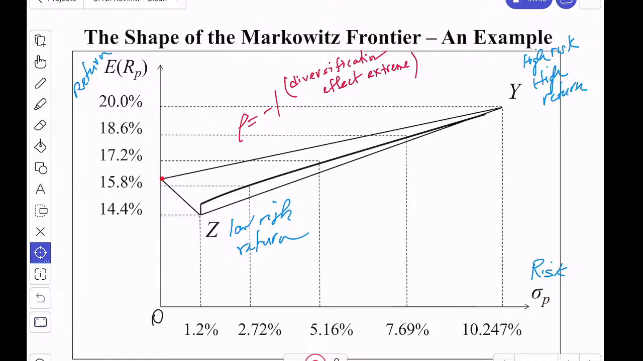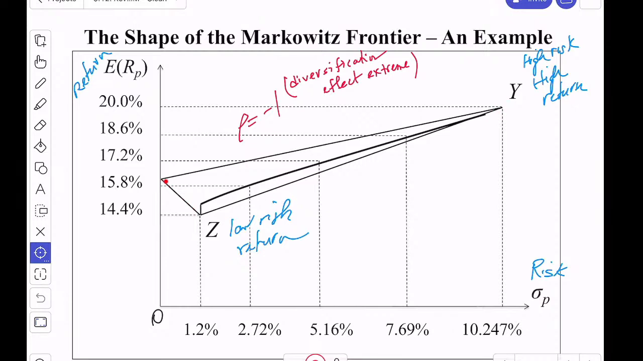This combination, so the combinations, what am I talking about? I'm talking about the weighting. More of Y does this, reducing the risk completely. And then beyond this point, my risk goes up, but also my return goes up. Actually, it's going up all along.